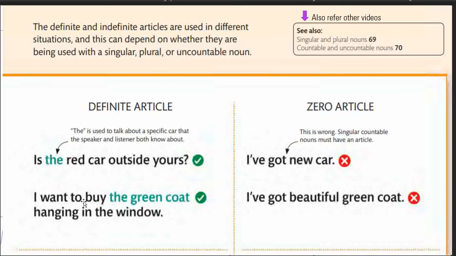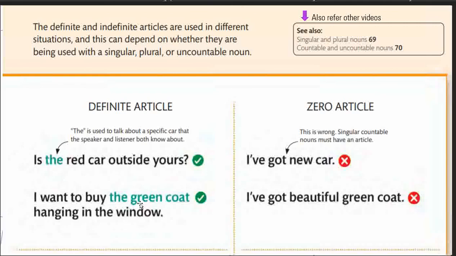I want to buy the green coat hanging in the window. Now this is also a specific coat about which the speaker is talking. The green coat, that means that specific green coat which the person has seen hanging in the window. This was definite article. The use of the talking about something specific.